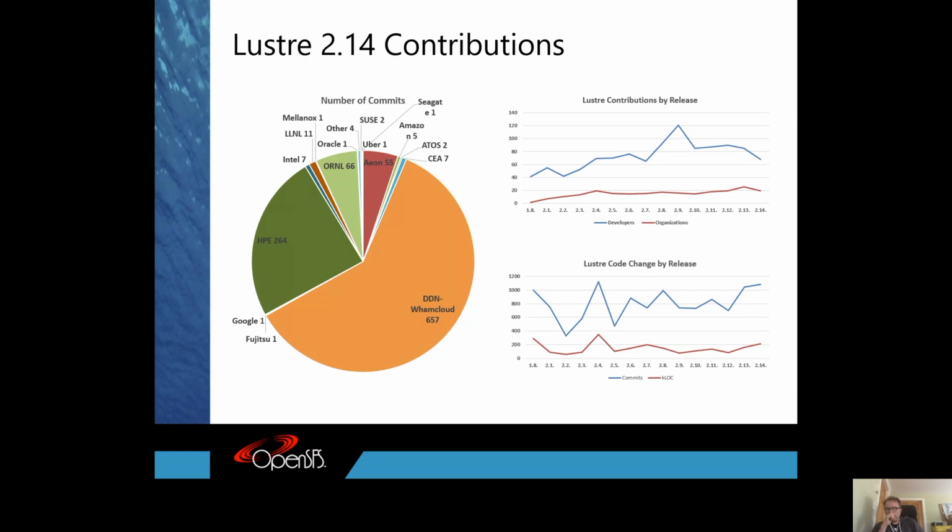And you can see these graphs here on the right show how the amount of change in the releases in terms of lines of code and number of commits has varied over the years, and also the number of different organizations and developers who've been involved in all the various releases.